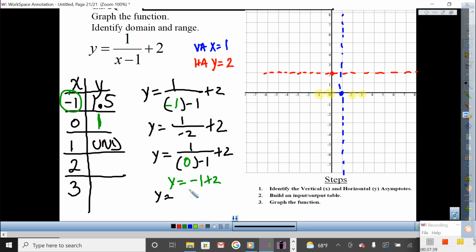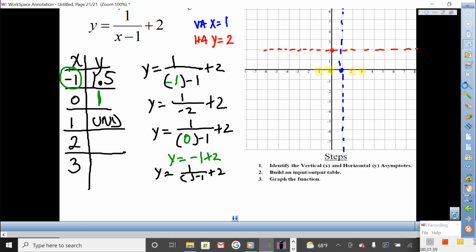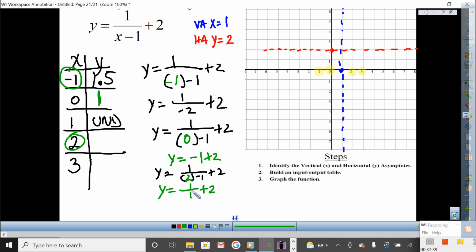Y equals 1 over parentheses x minus 1 plus 2. And let's see. My next value is 2. Y equals 1 over, 2 minus 1 is 1, plus 2. What is 1 over 1? 1 plus 2 is 3.